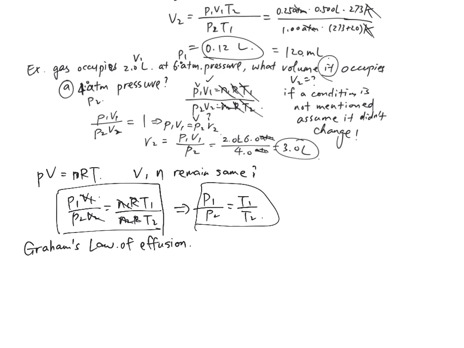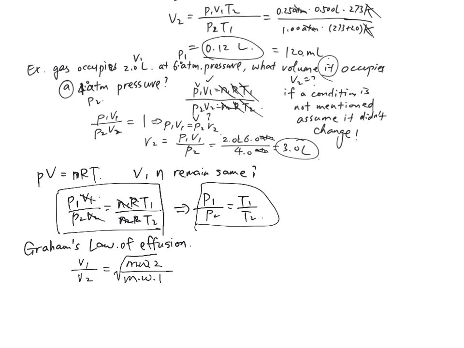Graham's law predicts the speed of diffusion between different gases. And it's a very simple equation. V1, the diffusion speed, over V2, the diffusion rate of the second gas, should equal the square root of the reversed molecular weight ratio between the two gases.